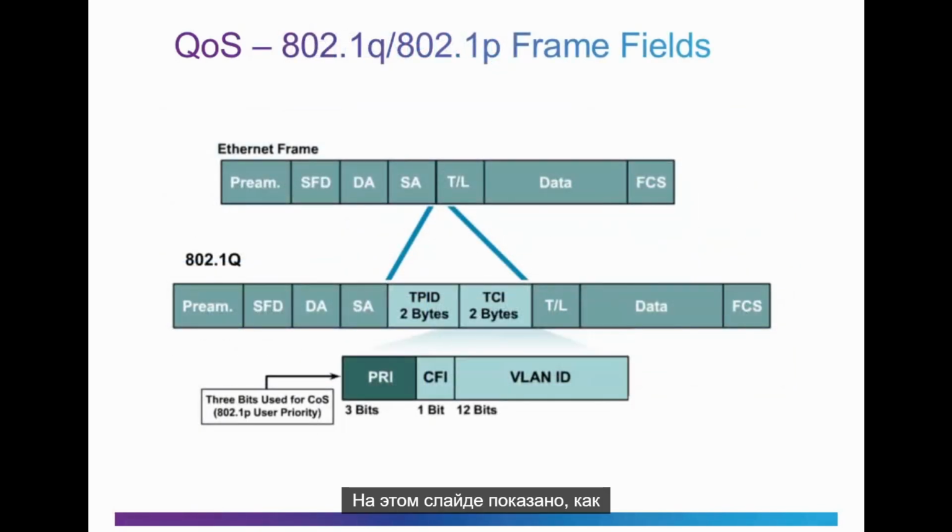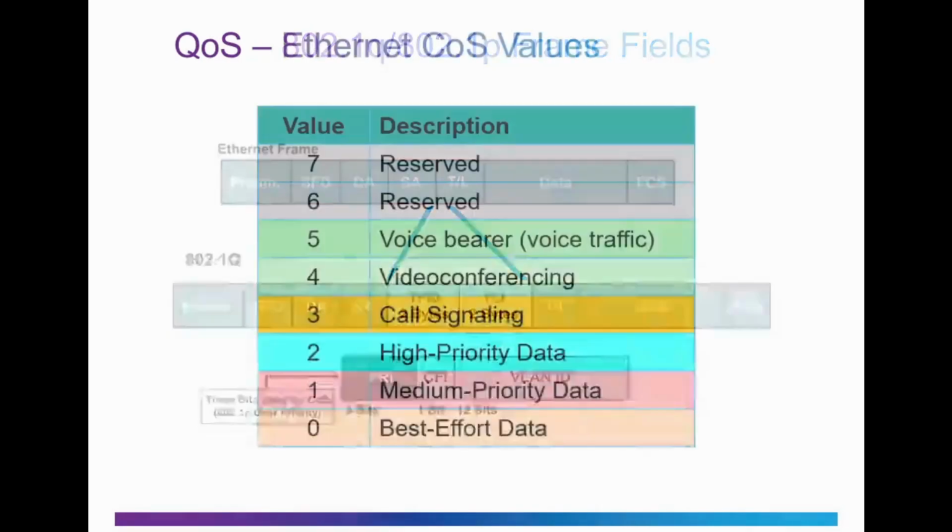In this slide, you can see how QoS marking happens at Layer 2. We have an Ethernet frame, and the 802.1q protocol can be inserted between the source address and the type length field. You can see the two fields inserted into the Ethernet frame, the TPID field and the TCI field, or Tag Control Information field, which contains a 3-bit PRI priority field which identifies the class of service, or CoS marking.